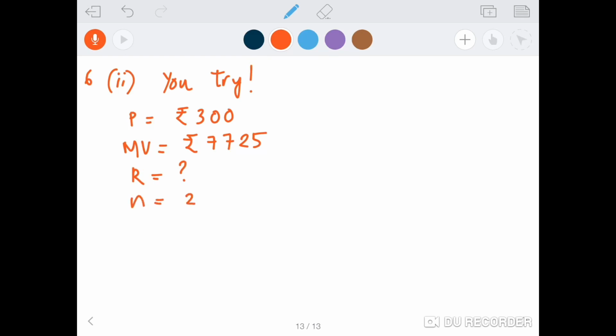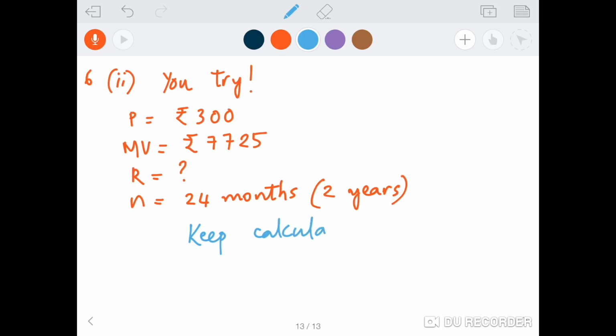So I know R is unknown to me. I know N is 24 months or 2 years. My only advice to you is to keep all your calculations clean. I'm just going to put that up again for you so that you're constantly informed that this is how you need to calculate. I'm just going to make you pause the video at this stage and finish off the problem.